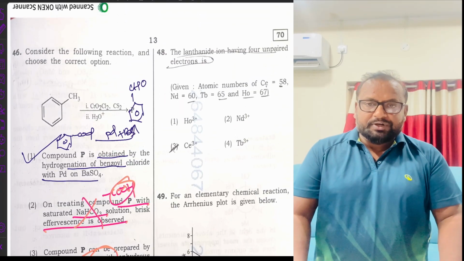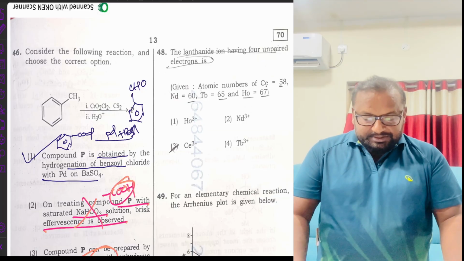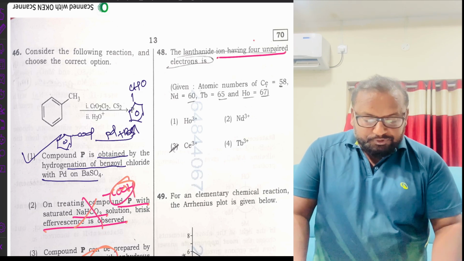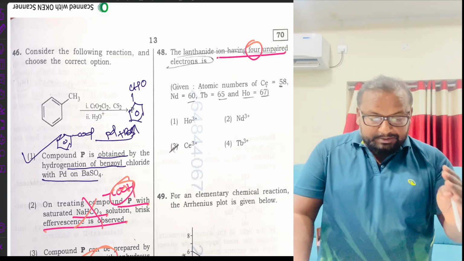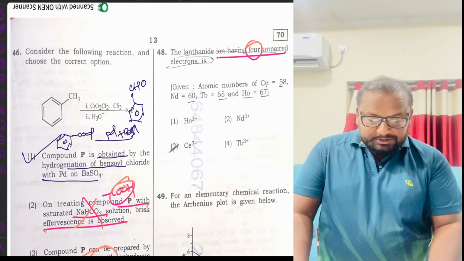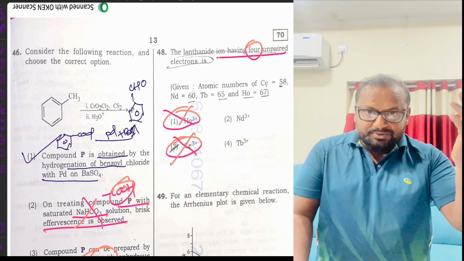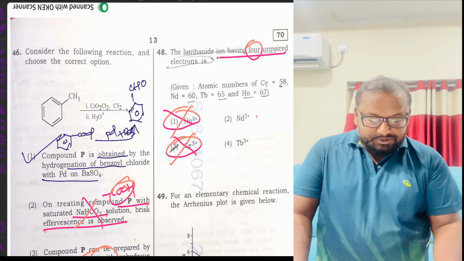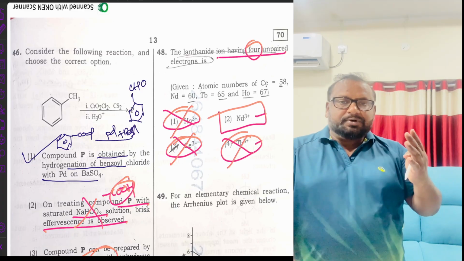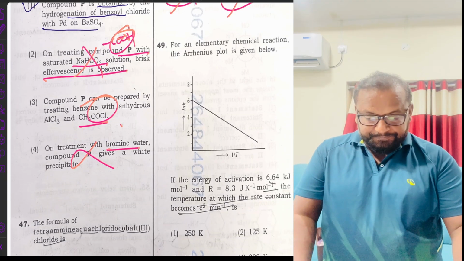Next, 48. Again the same d-block element. Lanthanides having 4 unpaired electrons would be, right? 4 unpaired electrons in the f orbital would be. So इसमें cerium is out of the race, the next one is also out of the race, this is close to 9. So we have to choose between these two. So this is also out of the race. Neodymium plus 3 has got 4 unpaired electrons in the f orbital. So the second option is the right one.